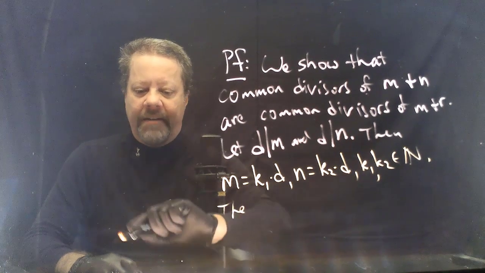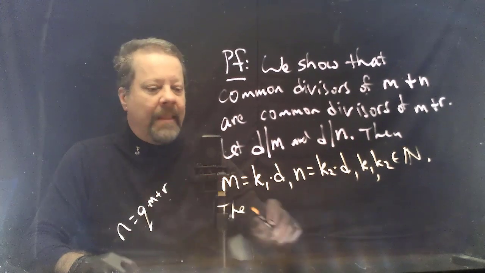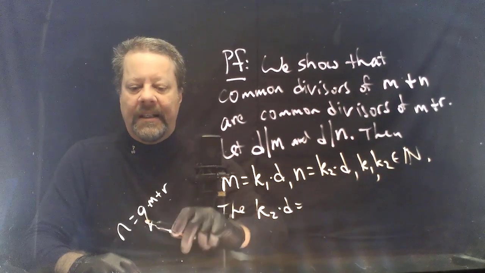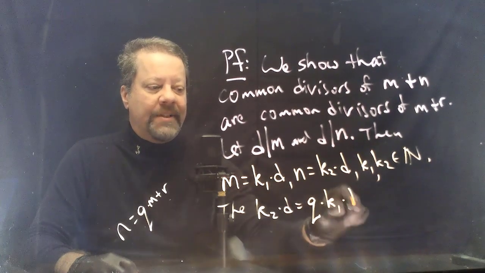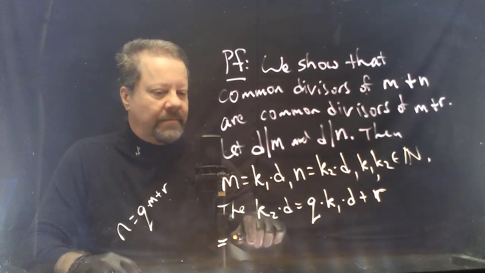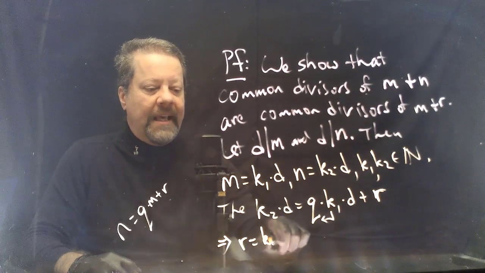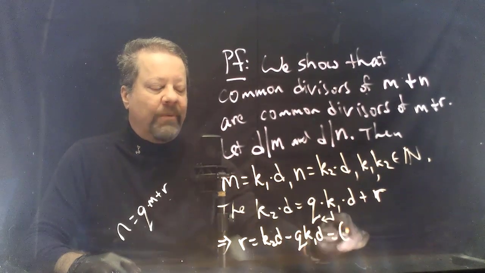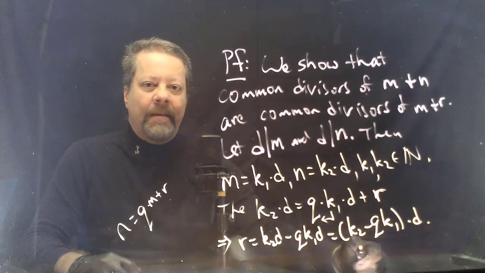Then since we have N is Q times M plus R, we'll have N, which is K2 times D, equals Q times K1 times D plus the remainder. Which means then, if we move this over, we get R is K2D minus QK1D. D being a common factor, we can rewrite this as K2 minus QK1 times D. That means D divides R.